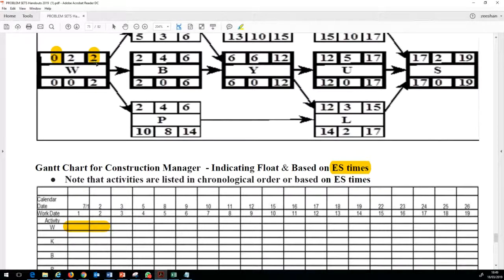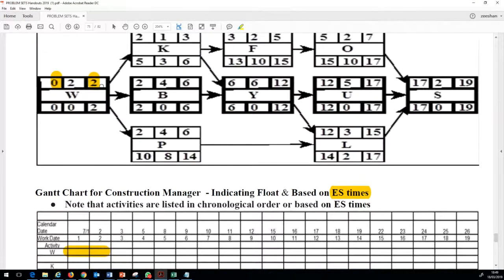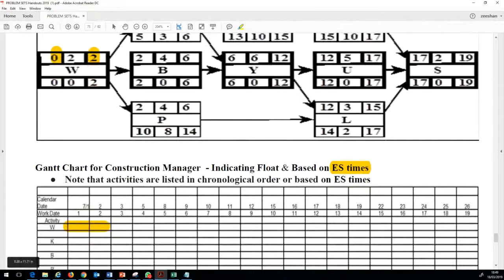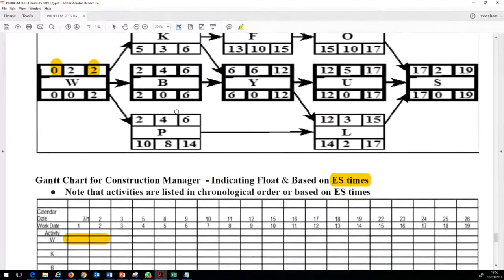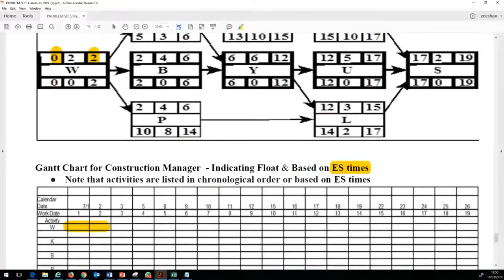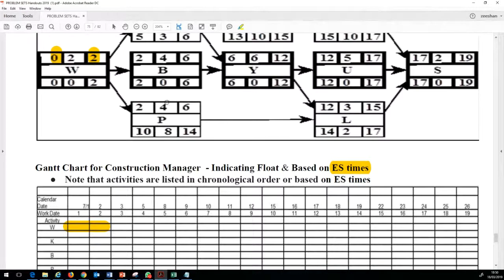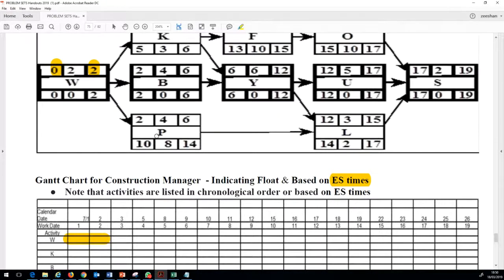So activity W is the activity which is first taking place, and then we take into account the preceding activities. So you can have your own methods of how you cluster. Very often we take into account the critical activities and present them on the top. So the first activity is activity W.